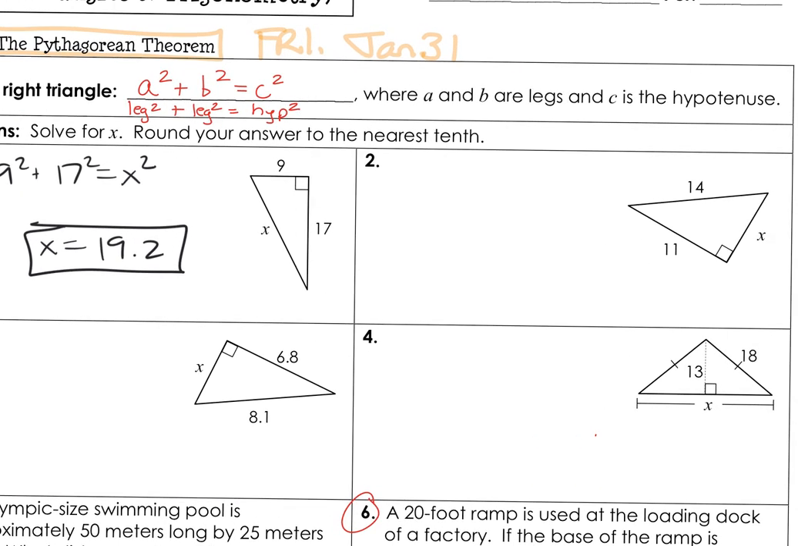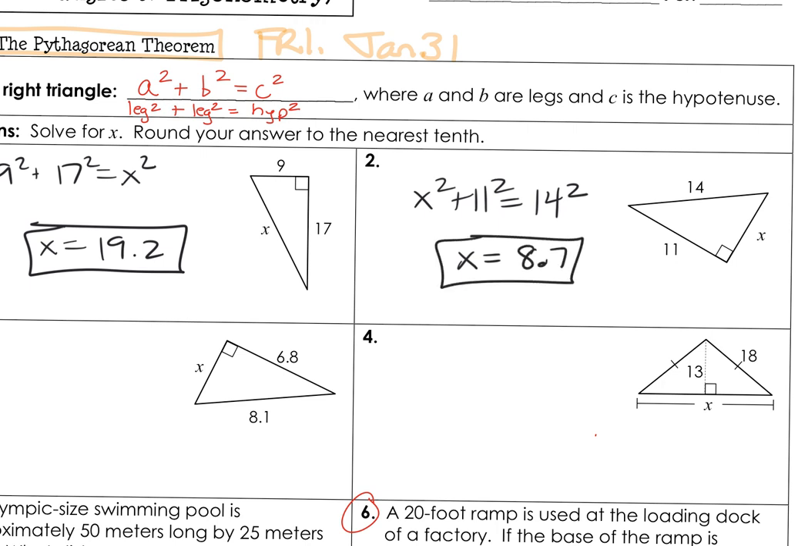All right, number 2, my setup again, x squared plus 11 squared equals 14 squared. Bear, did you get an answer on this guy? I got 8.7. Yes. Now, I'm not really going through this in great detail, only because I think for most of you this is easy. Do you guys feel like that this is pretty darn easy here?